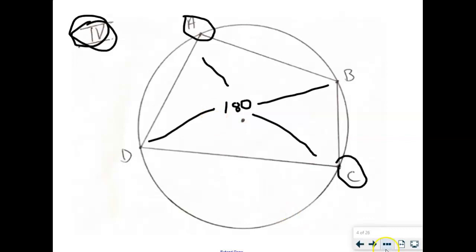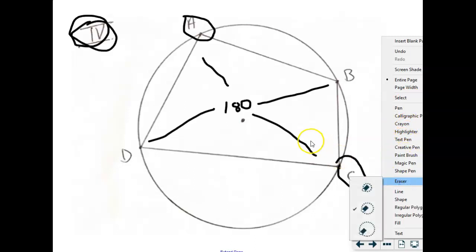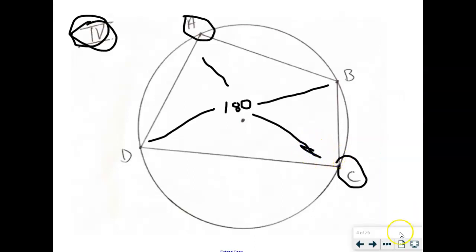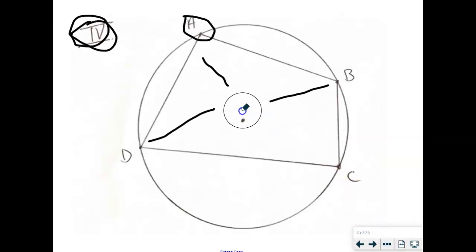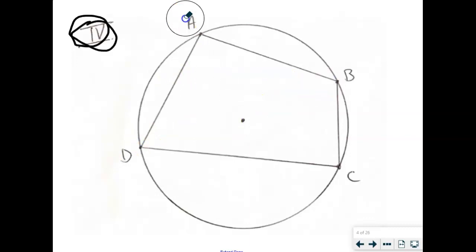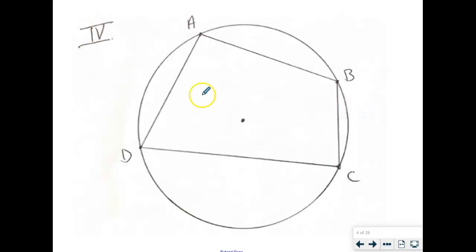Alright, let's look at an example. Let's say this was 100 degrees. Well, all you have to do is look across. We know these are supplementary, so if this is 100, then angle C would have to be 80. And there you go, that's it.